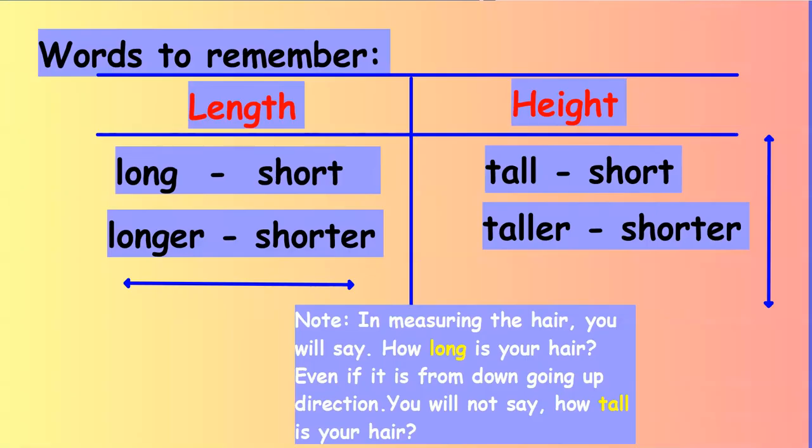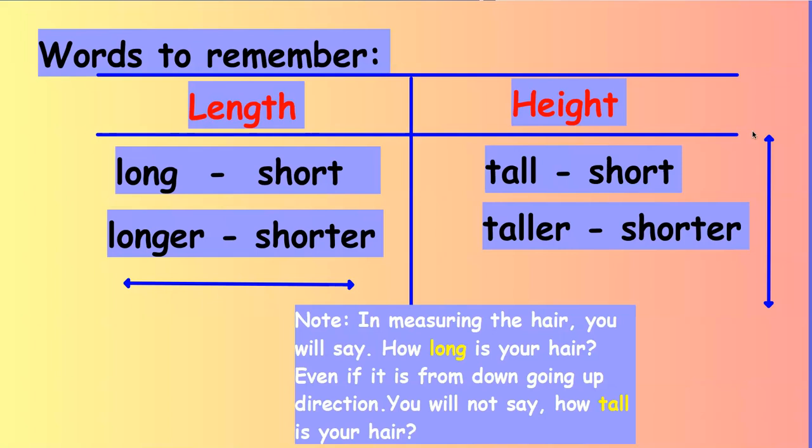But before that, I want you to remember these words. In measuring length, you must remember these words: long, short, longer, shorter. In height, you must remember tall, short, taller, shorter. In measuring the length, you must measure from the left to the right. Then the height, you must measure from down going up.